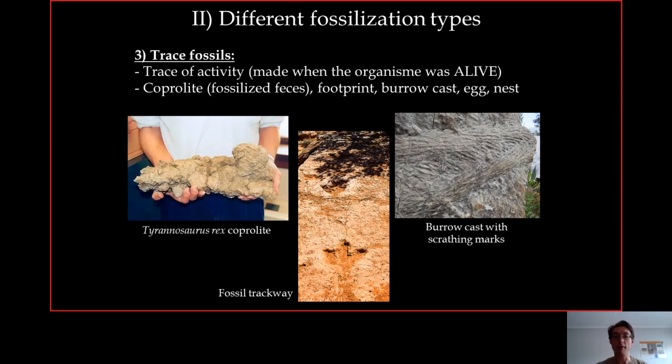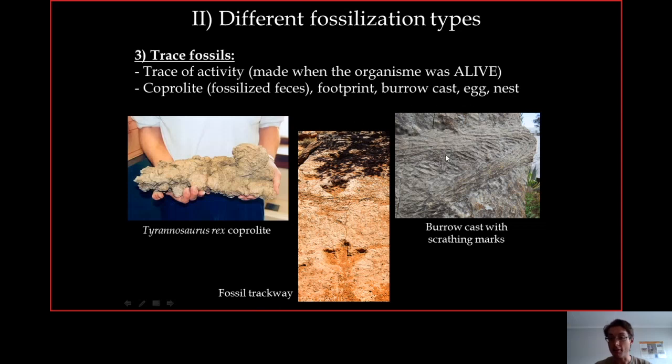So, for example, you have coprolites, which are fossil feces. This is a piece of dinosaur coprolite. This is a Tyrannosaurus coprolite, the dinosaur shit, basically. It was fossilized and preserved, and there's no bone of the tyrannosaur. There's just bone of what was eaten in that coprolite. Here you have also footprints and trackways that are fossilized traces of activity, so trace fossils.